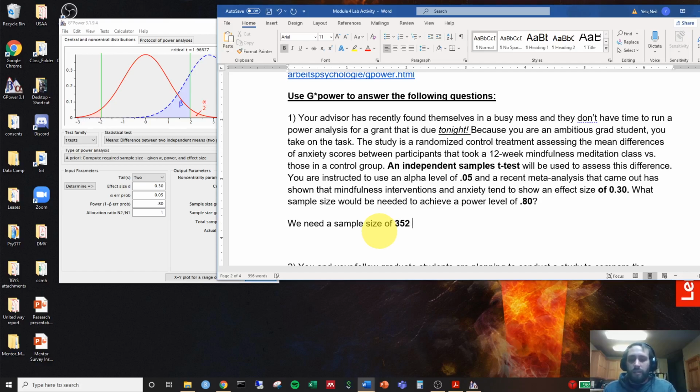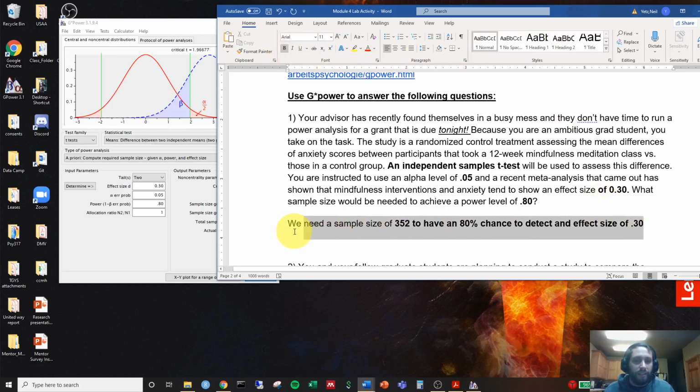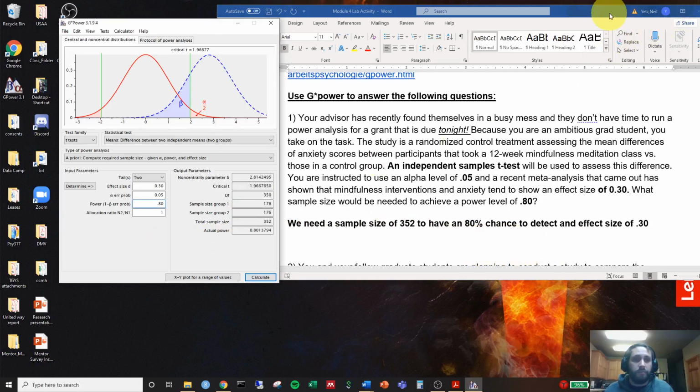So we need a sample size of 352 to have an 80% chance to detect an effect size of 0.30. That's your answer. You need 352 participants to have an 80% chance to detect an effect size of 0.30.